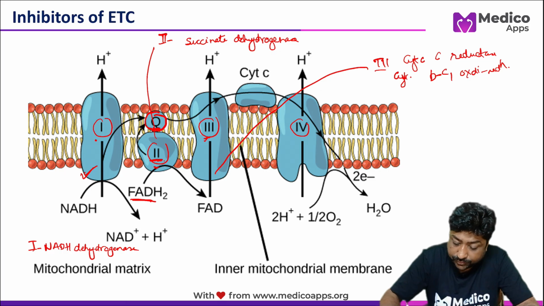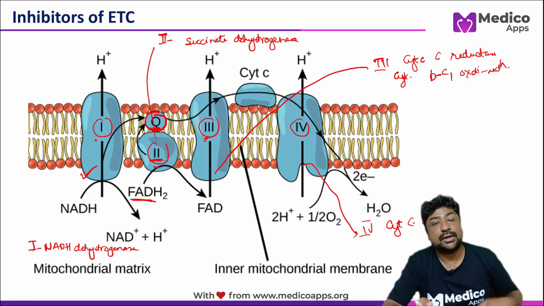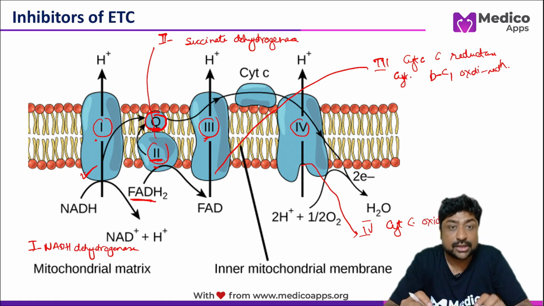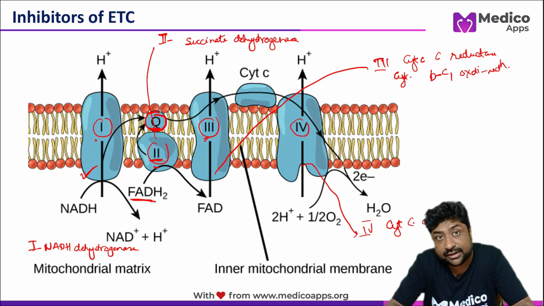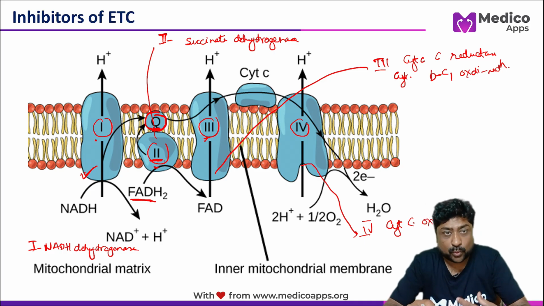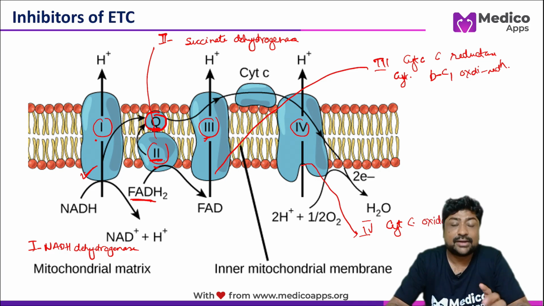Let's talk about complex 4. Complex 4 we call cytochrome C oxidase. So you have remembered all the complex names. Complex 1 is called NADH dehydrogenase. Complex 2 is called succinate dehydrogenase. Complex 3 is called either cytochrome C reductase or cytochrome BC1 oxidoreductase. And complex 4 is called cytochrome C oxidase. This naming is essentially based on who is supplying the hydrogen or who is taking the oxygen. Okay, so let's look at the inhibitors.